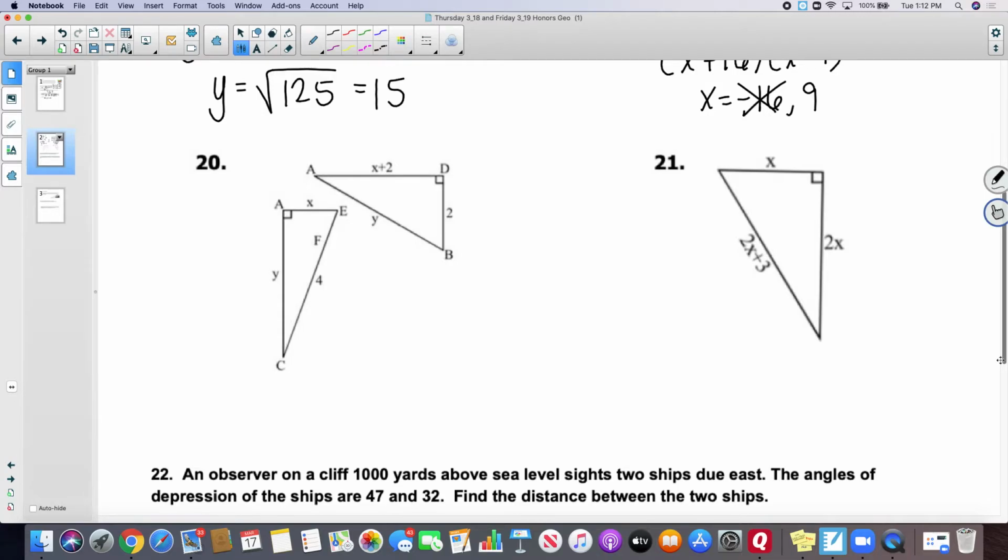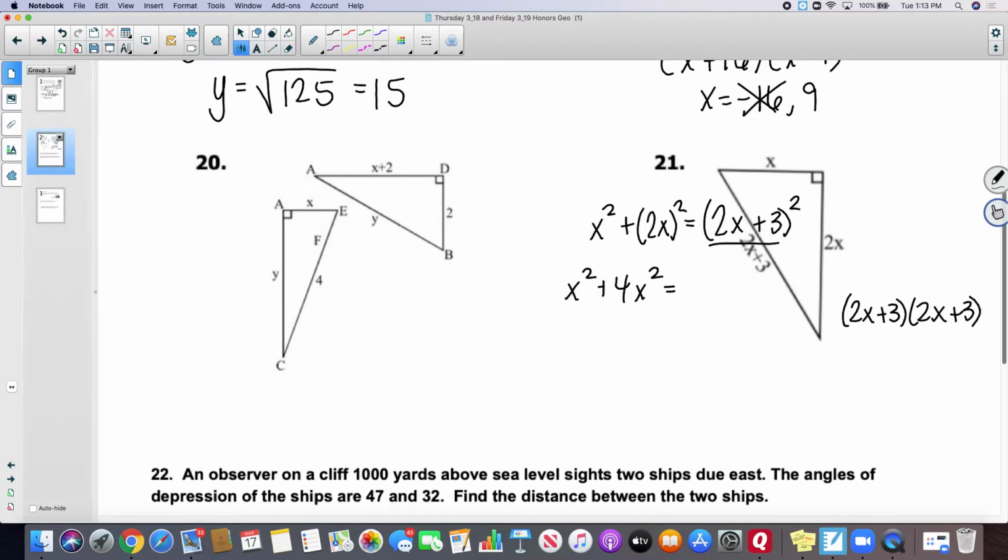All right, so in 21, we're using Pythagorean theorem. So you're going to say x squared plus 2x squared equals 2x plus 3 squared. Now, when you do 2x squared, you have to square that entire monomial. So it's x squared plus 4x squared equals. Now, 2x plus 3 is a binomial. So that's where you have to write this down twice and FOIL it.